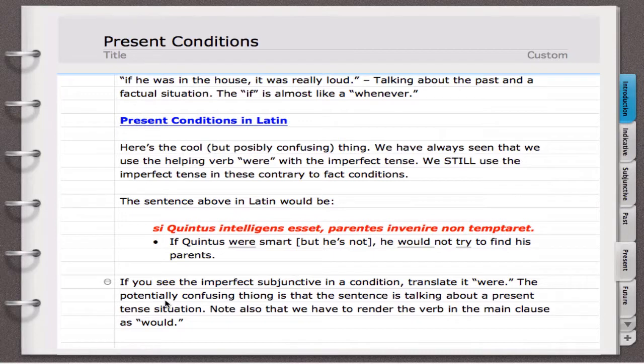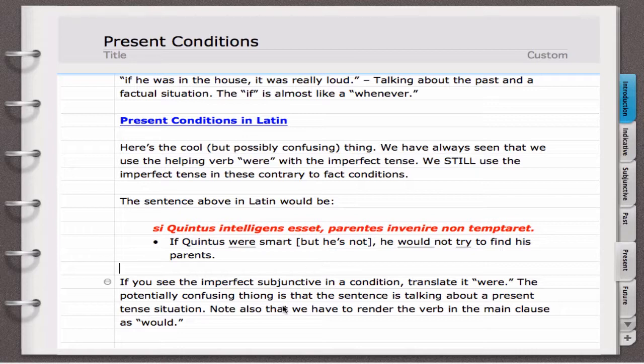Present conditions in Latin. Here's the cool but possibly confusing thing. We have always seen that we use the helping verb were with the imperfect tense. In subjunctive conditions, we still use the imperfect tense in these contrary to fact conditions. The sentence above would be translated, would be: si Quintus intelligens esset, parentes invenire non temptaret. So if Quintus were smart, so we're still translating this as if it were imperfect, even though it is a present condition. So the tenses are being kind of pushed forward more and more towards the future.